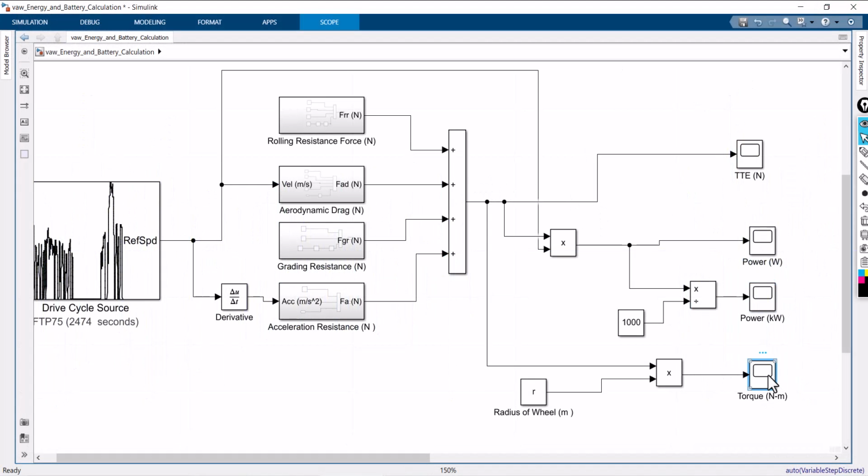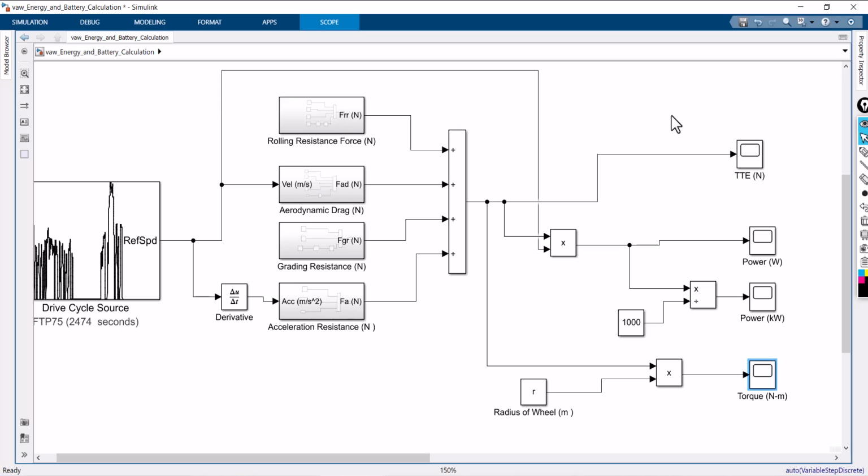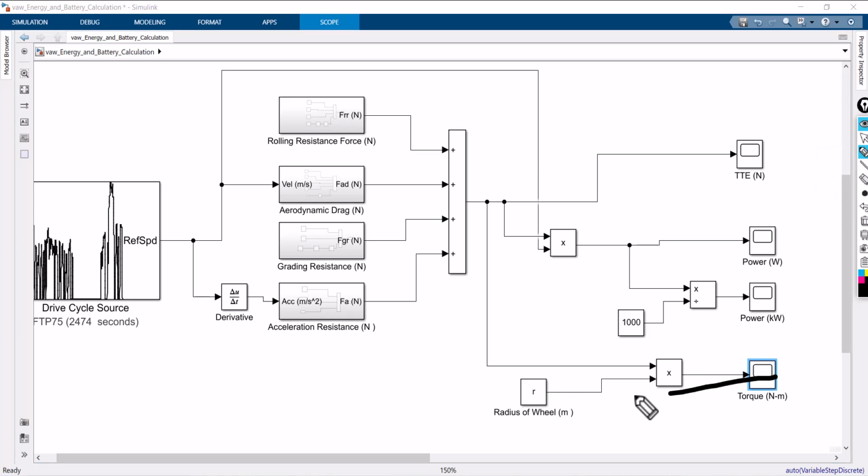At the same time, if you look at the torque, this is the torque requirement. So from this study, you can easily pick the maximum power required and maximum torque required to drive the vehicle. Up to this portion, you can refer to my previous video. Hereafter, I'm going to calculate the energy consumption of this vehicle. Let me consider that this is my vehicle now. How much energy it is consuming, that I'm going to calculate now.